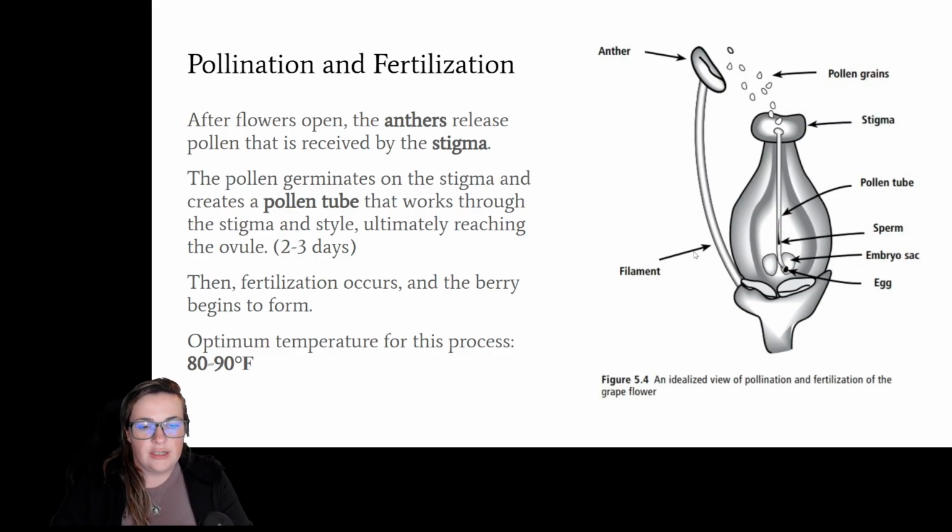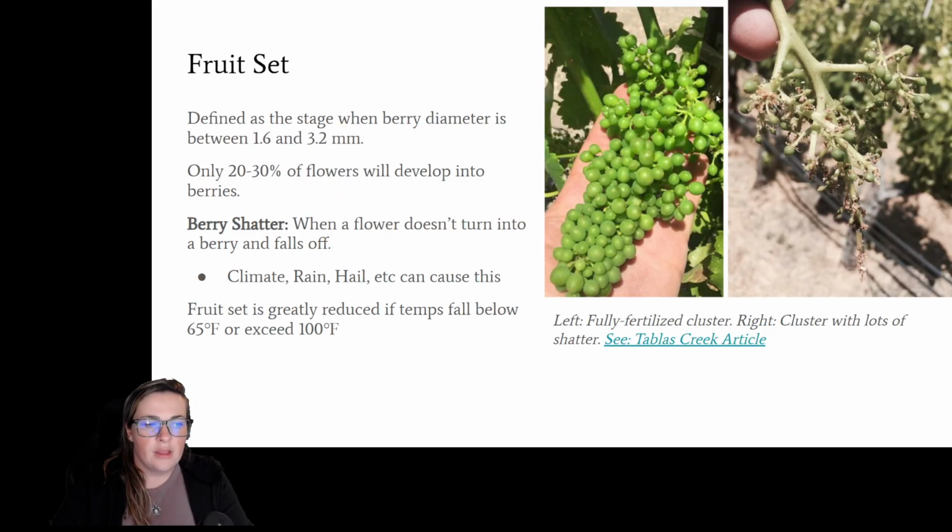So, interestingly enough. Fruit set. This is a stage in the grape development process. It's like when the flowers fall off and you start to have fruit show. And it looks very nice, like this left picture, right? So this is a fully fertilized cluster. So every single flower was able to fertilize and produce a fruit.